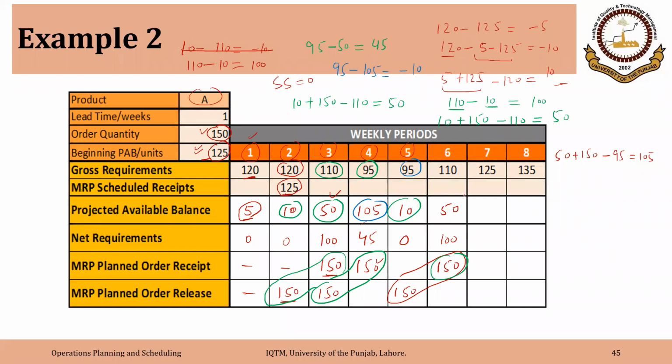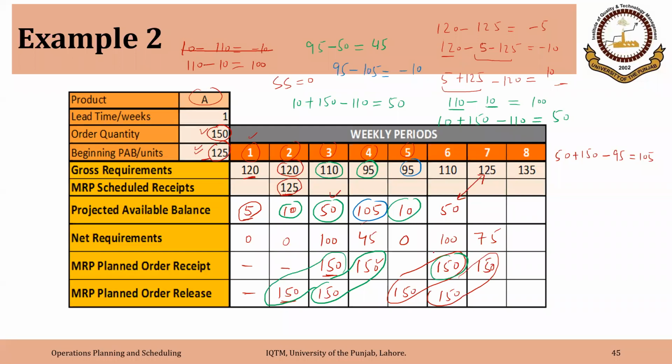So again, there will be positive requirements. So 125 minus 50 is 75. So that is the net requirement, the difference of these two. Gross requirements minus previous period's inventory. So we have a net requirement of 75. So the lot size is 150. So we need to receive 150 in week 7. So order will be placed a week earlier so that this order is received here.